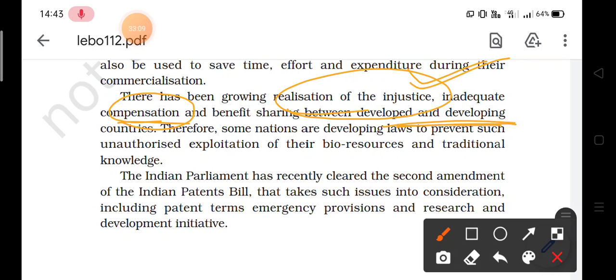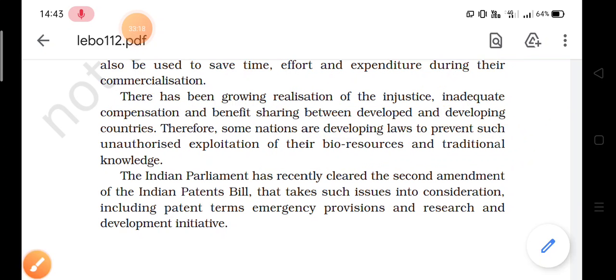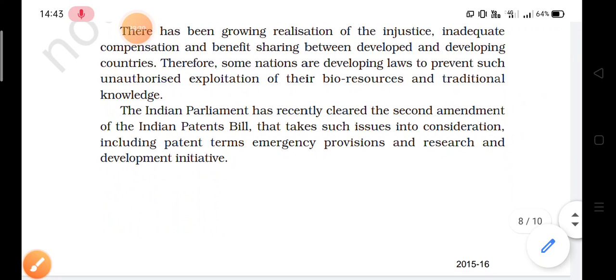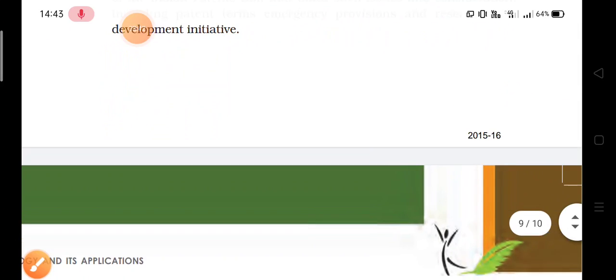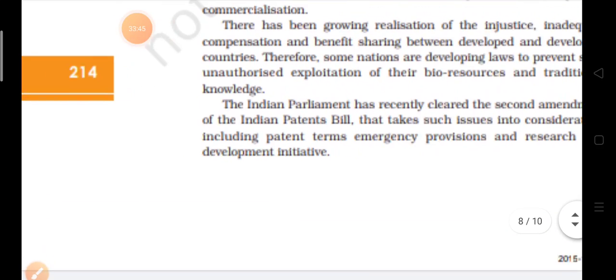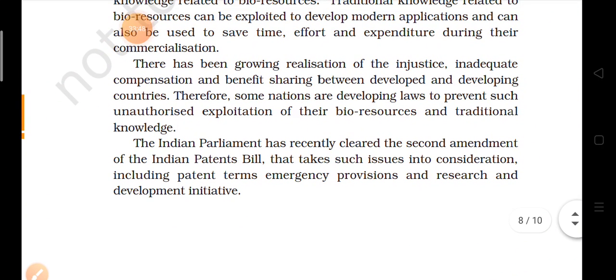And some nations are developing laws so that the exploitation of these bioresources may not take place. In the Indian Parliament also, some amendments have been made in the Indian Patent Bill. And what are these amendments? These points are considered, in which the main strains or products of India should be given the name of the Indian product only. So this is about how the various laws have been made, and this is all about the chapter biotechnology and its applications.